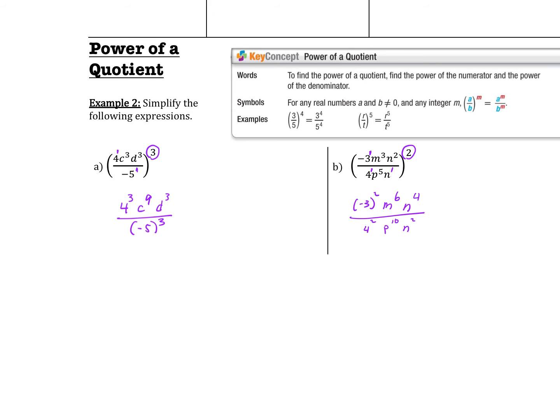All right, so we took that outside square and moved it to the inside, so now we can simplify the expression. So if I have negative 3 squared, I know this is going to be a 9, and 9 over 4 squared is going to be 9 over 16. Now I'm looking for my letters there, L, M, N, O, P, right? So M is going to be first alphabetically. There's no other M's, so it's not going to move. N, I've got n to the 4th over n squared. So it's going to be n squared remaining in the numerator, and then p to the 10th in the denominator.